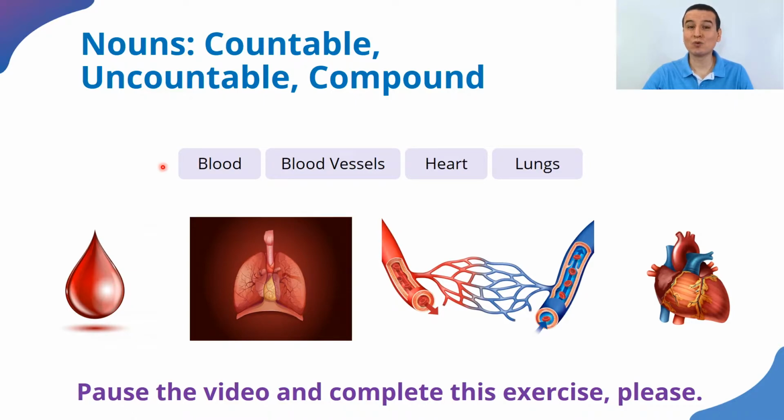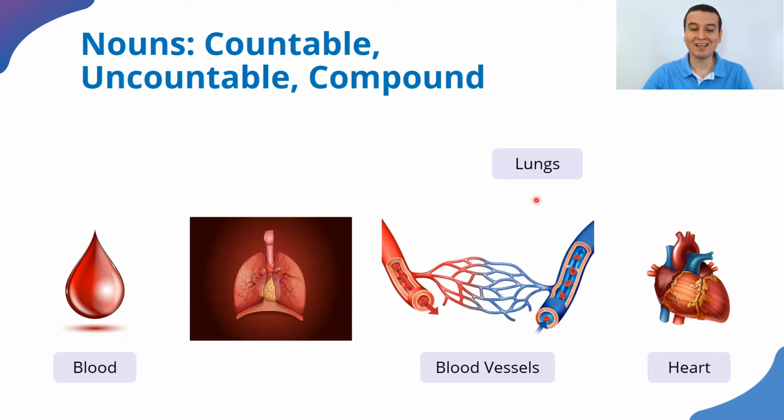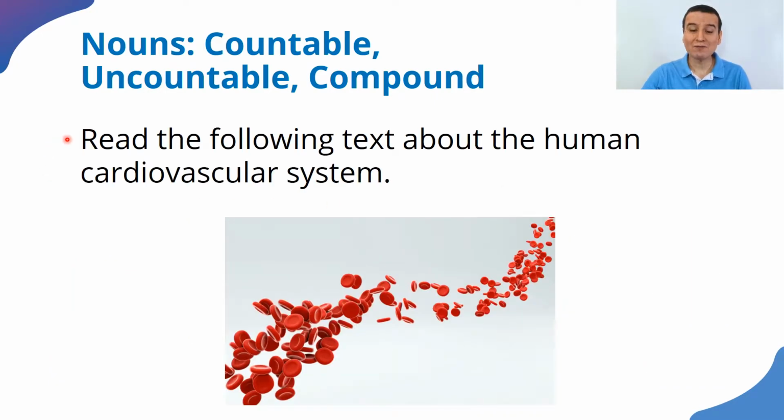All right, I hope that you did complete the activity. So, what is blood? Yes, that's correct. And what are blood vessels? Yes. And what is heart? Yes. And finally, the obvious one, lungs are these. Good. All right. Now, please read the following text about the human cardiovascular system.